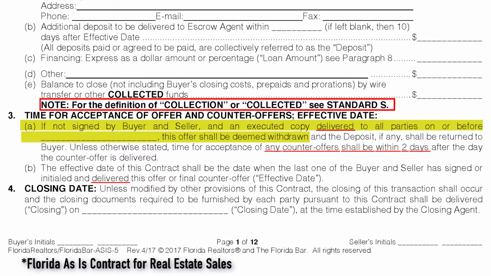Today is February 25th. If we put February 25th in that line and the buyer submits an offer to the seller, if the seller does not sign the contract or counteroffer today, then the offer is deemed withdrawn and there is no contract. So if the seller receives an offer and they don't counter it or accept it today and they do it tomorrow, there is no contract.